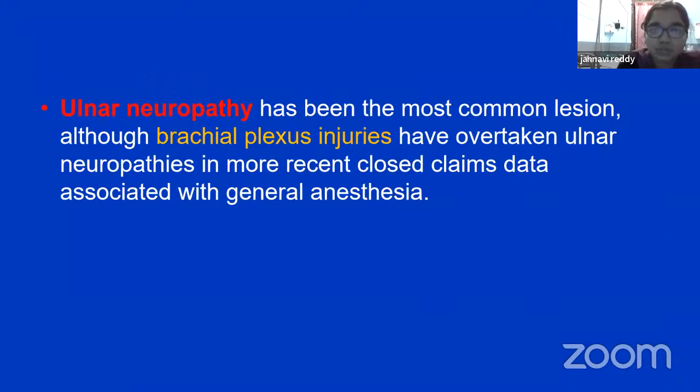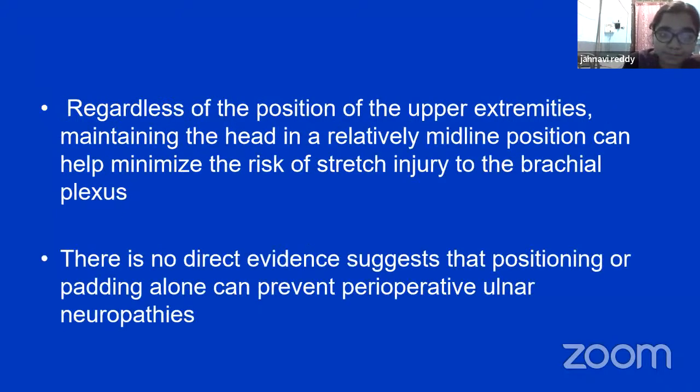Ulnar neuropathy has been the most common complication, although brachial plexus injuries have overtaken ulnar neuropathies in more recent studies when the patient is under general anesthesia. Regardless of the position of the upper extremities, maintaining the head in a relatively midline position helps minimize the risk of stretch injury to the brachial plexus. So the arms should be placed either close to the body or at less than 90 degrees abduction, so that brachial plexus injury is less, and the head also should be placed in the middle, so that stretching of the head from the shoulder is not there. And there is no direct evidence suggesting that positioning padding alone can prevent perioperative ulnar neuropathies.